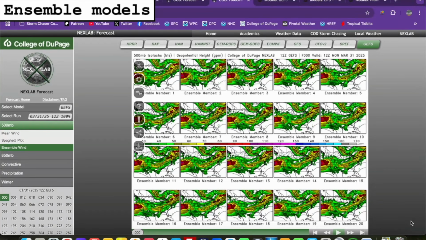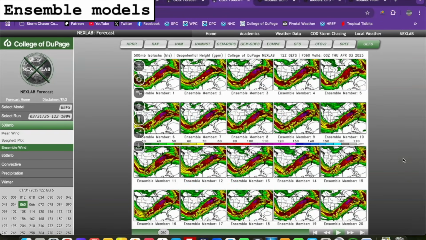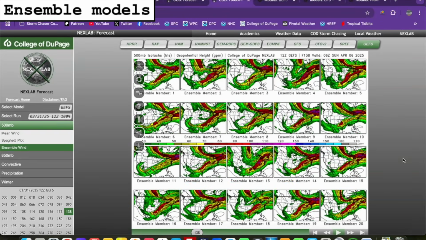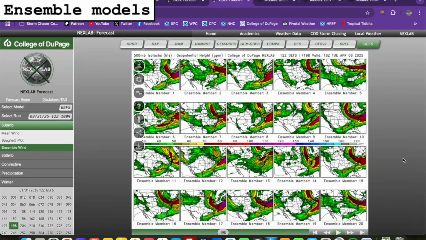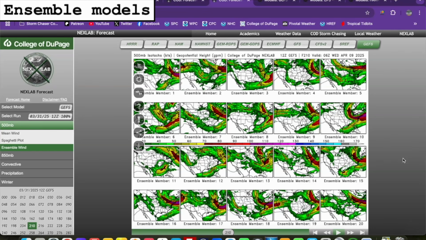For example, here is the GFS ensemble, or the GEFS, and these are all the different members that the ensemble has. So you can see there are 20 different members here. That means there were 20 different little tweaks to the initial conditions fed into the model. And that leads to forecasts that are just ever so slightly different from each other, especially the farther out you go into the forecast period.